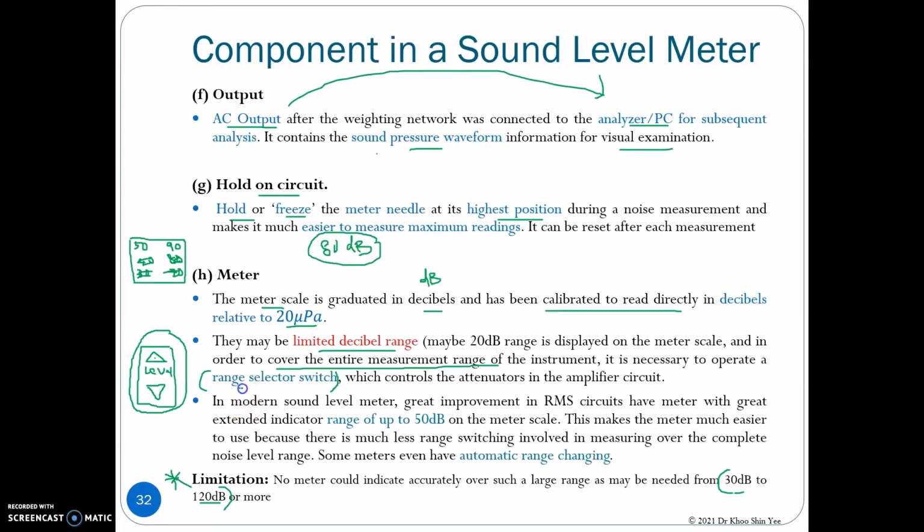Previously, we needed to manually control the range selector switch to adjust the measurement range. For some modern sound level meters, it even has automatic range changing. Therefore, in this case, we don't need to manually change the level, it will do it automatically. The measurement range in this example is only 40 dB. For some good sound level meters, it can go up to 50 dB of range.